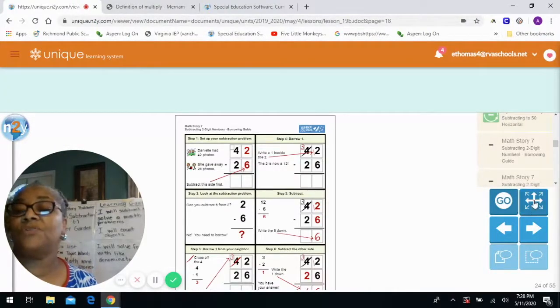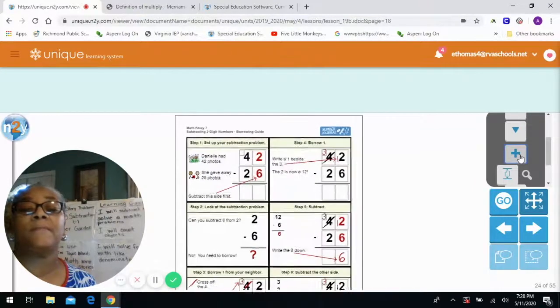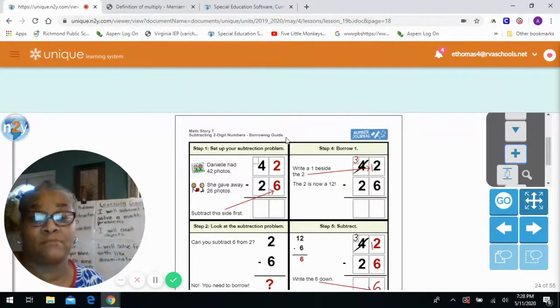All right. I'm going to make that just a little bit larger so I can see it pretty good. All righty. So when you set up your subtraction problem, you have Danielle with 42 photos, and she gave away, same as take away, 26 photos. So we're going to start on the one side. We're going to subtract this side first, the one side.